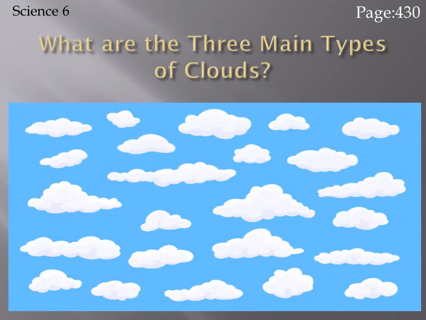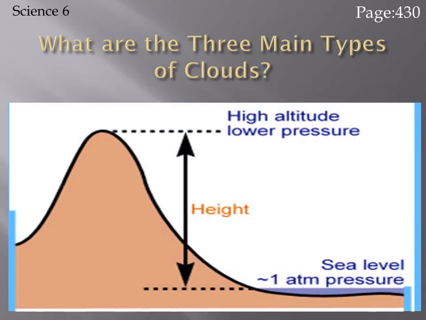Page 430. What are the three main types of clouds? Scientists classify clouds into three main types based on their shape: cirrus, cumulus, and stratus. Clouds are further classified by their altitude. Remember, altitude is the elevation above sea level. Each type of cloud is associated with a different type of weather.